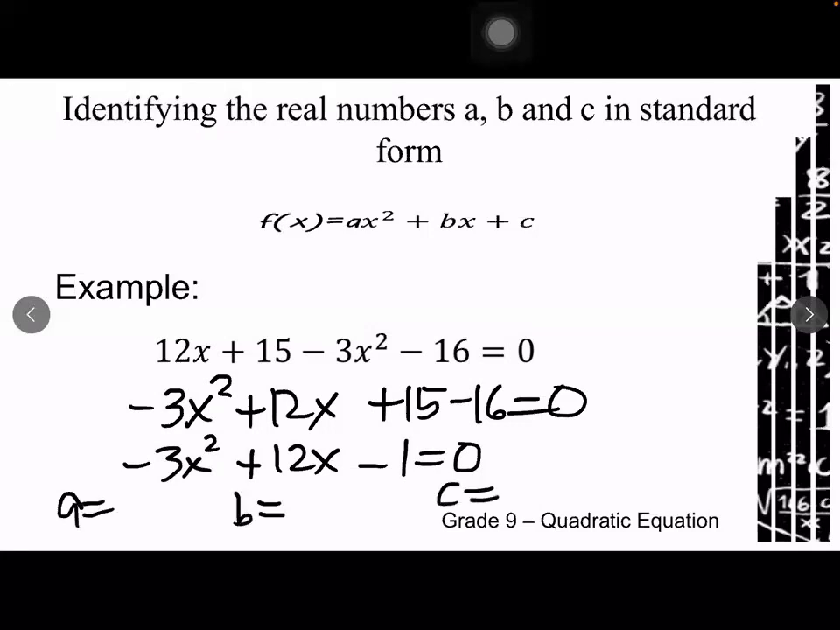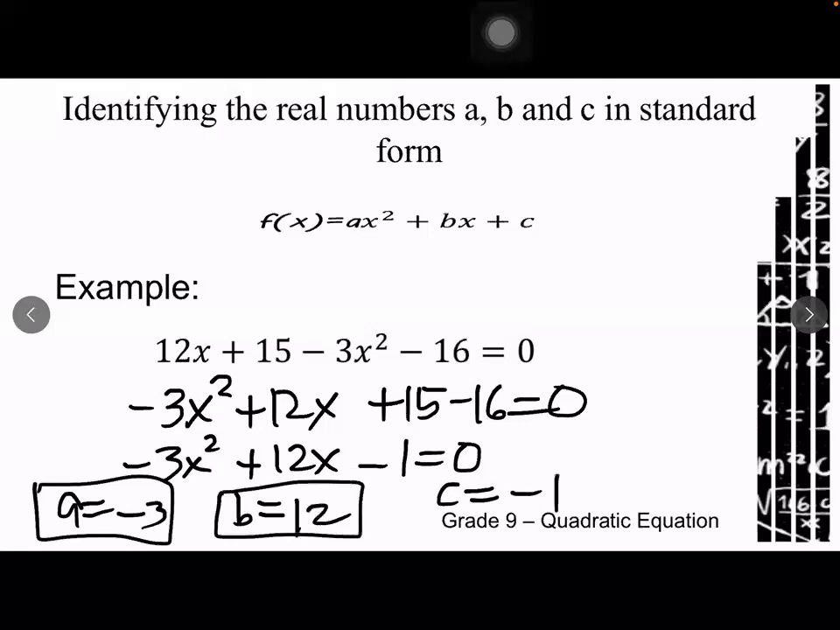Then now we can identify the value of A, the value of B, and the value of C. From here, the value of A is 3, the value of B is 12, and the value of C is negative 1. So therefore, that is our A, B, and C.